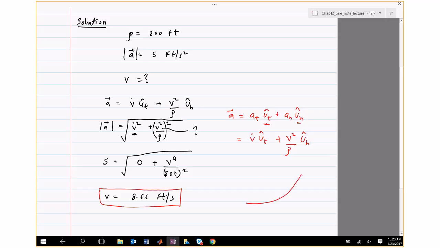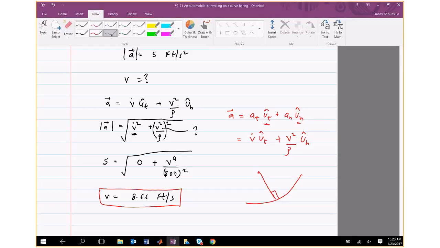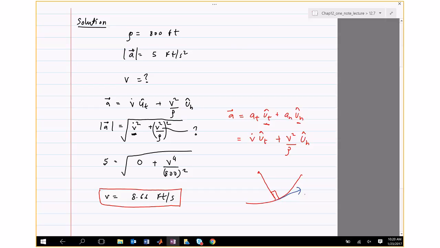So ut, so at is this, and un is this, so this is an. Okay, this is just a notation. Any other questions?